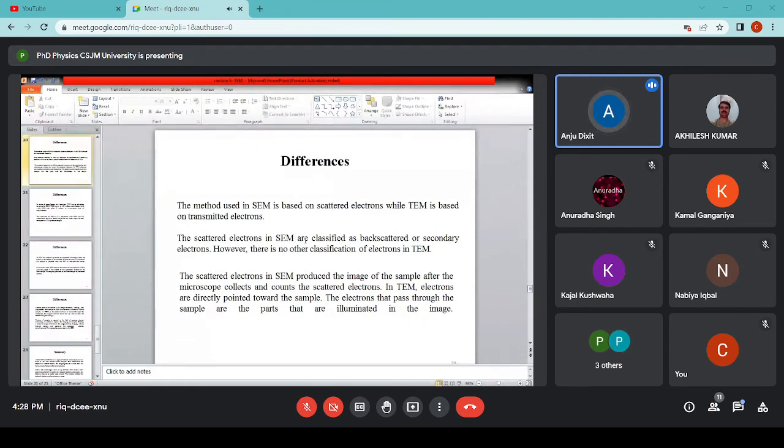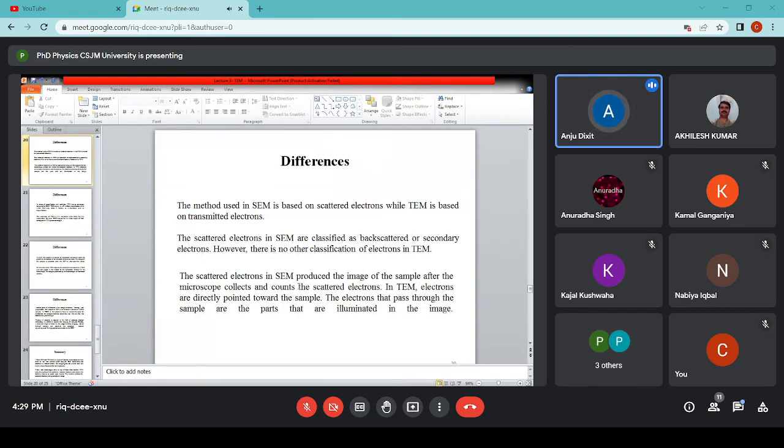So however there is no other classification of electrons in TEM. TEM में इस तरीके का कोई क्लासिफिकेशन नहीं है कि बैकस्कैटर्ड इलेक्ट्रॉन से सेकेंडरी इलेक्ट्रॉन से. आप उस डायग्राम से कंफ्यूज मत होइएगा. डायग्राम में ओवरऑल ऑल द सिग्नल्स दिखाए हैं which can be produced when electron beam and sample interaction takes place. लेकिन SEM के केस में बैकस्कैटर्ड और सेकेंडरी इलेक्ट्रॉन का क्लासिफिकेशन है, TEM के केस में ये क्लासिफिकेशन नहीं है.